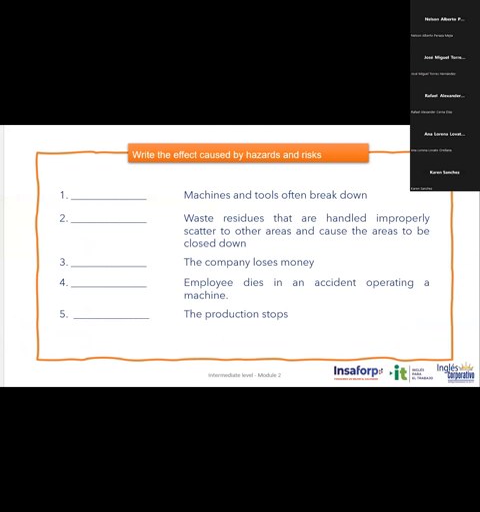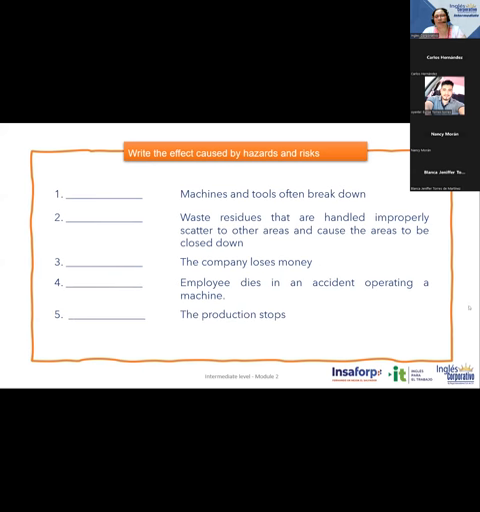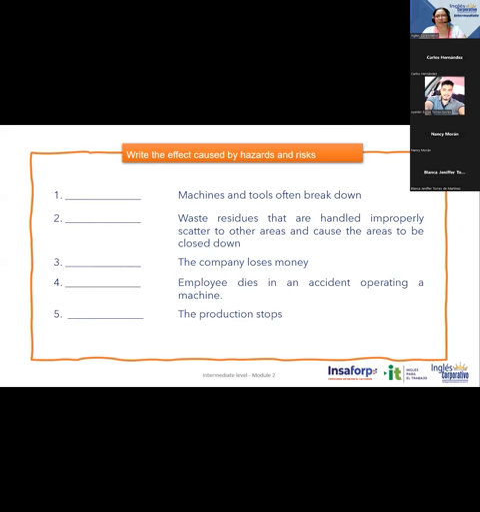So write the effect caused by hazards and risks. A ver, who remembers these words? Number one, machines and tools often break down. What's the effect? Remember? Do you remember? Property damage. Yay, property damage.